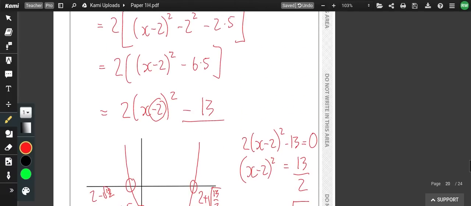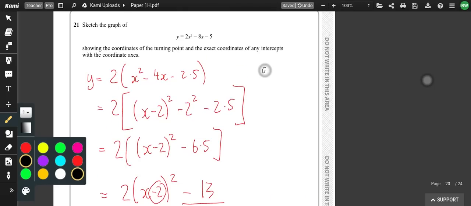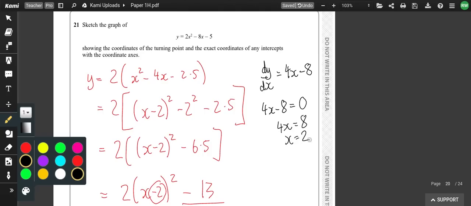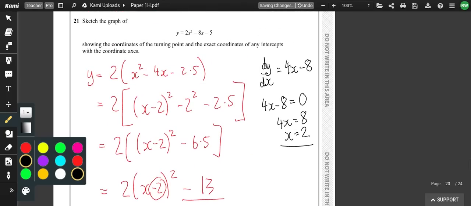If you wanted to differentiate, let's just do that quickly. To do the turning point, we would do dy by dx equals 2 times 2, 4x, and reduce the power by 1. And then the negative 8x would differentiate to minus 8. And I put that equal to 0 to find turning points. So 4x minus 8 equals 0. Take the 8 over and divide by 2 to get x equals 2. So that tells you that there's a turning point at x equals 2.